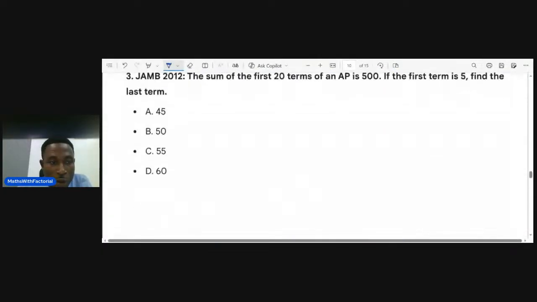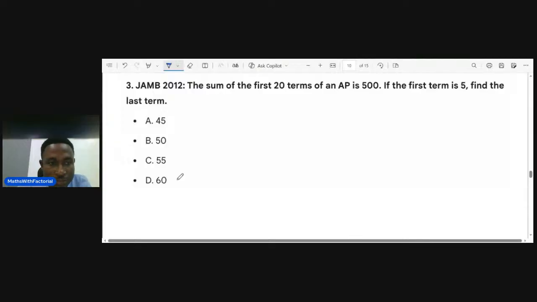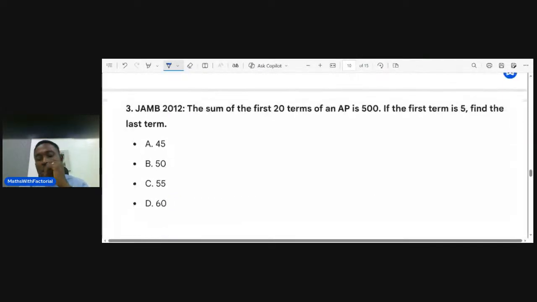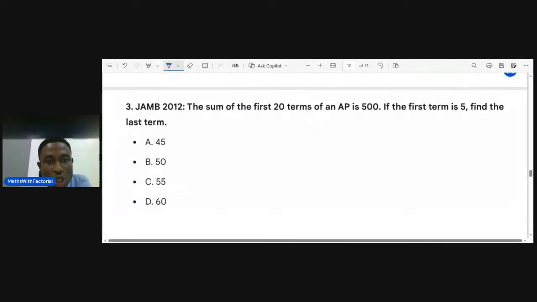All right, so let's look at this very quickly. Then we can touch on geometric progression a little before we move on. All right, the sum of the first 20 terms of an AP is 500.